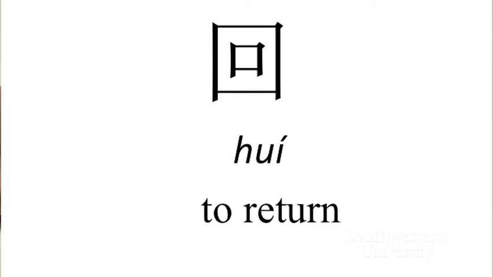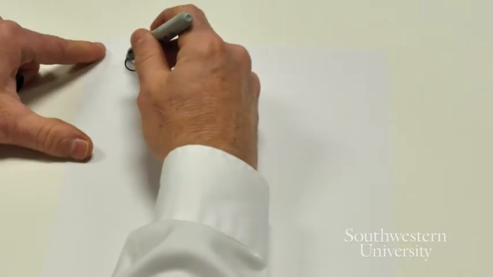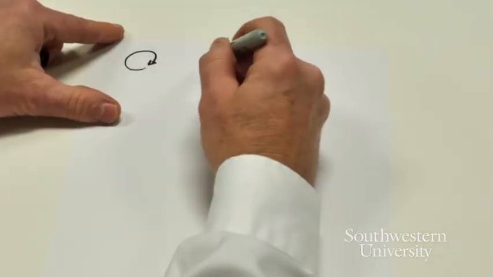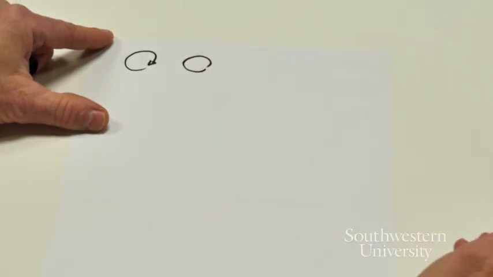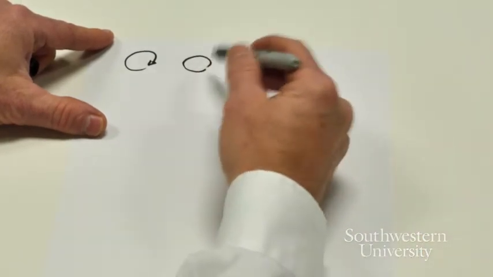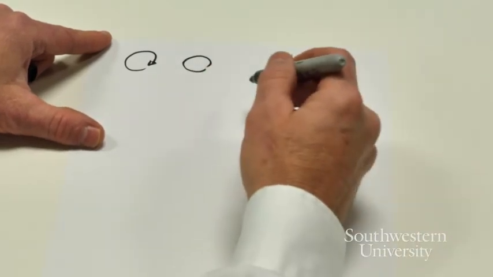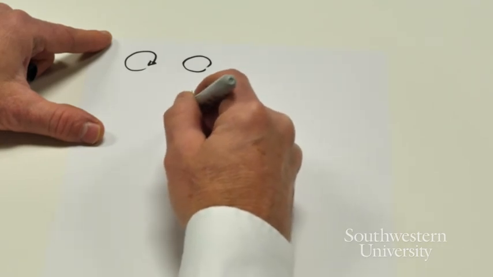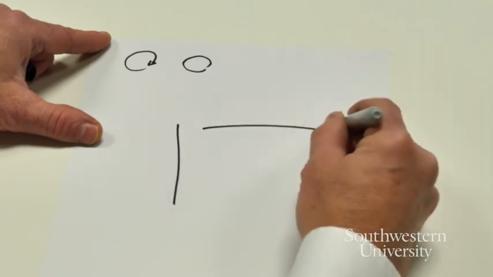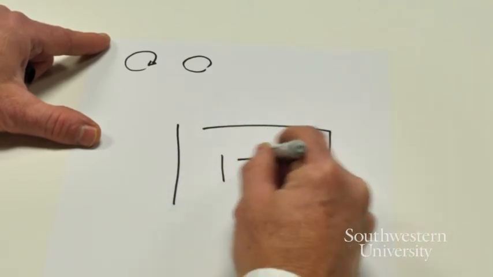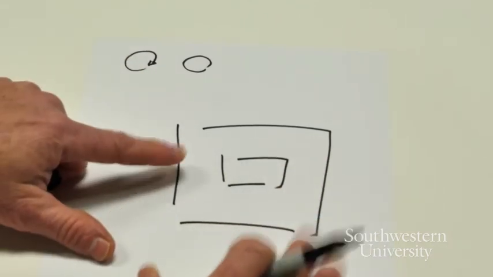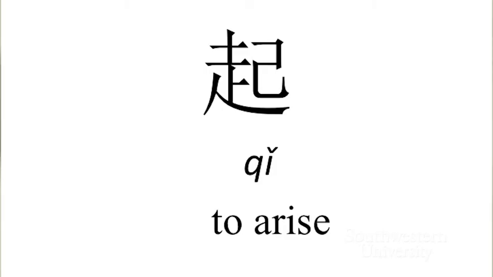Now the next character, hui, to return, is just a depiction of a completed circuit. If you think of an arrow, it's just coming around to full circle. I don't think there's any easier way to explain it. But remember, when you're doing stroke order, you want to fill the box before you close it. So you start shu, hung, ja, go, shu, hung, ja, go, hung, and then you close the box, hung. Hui, to return, hui.